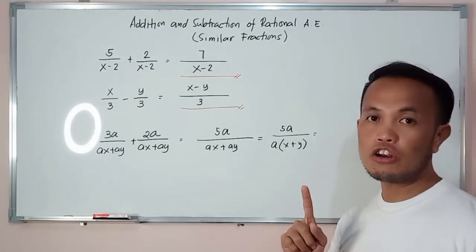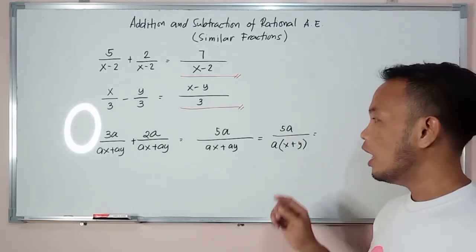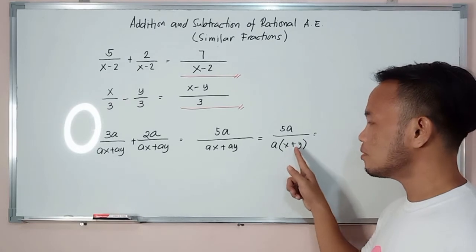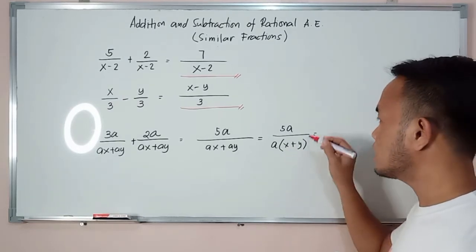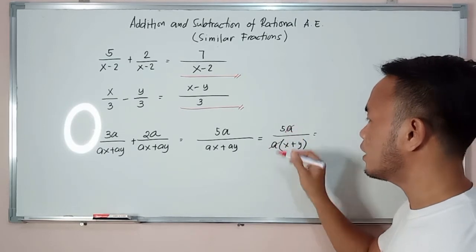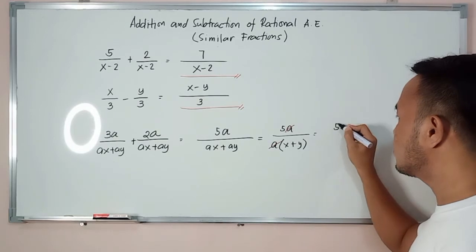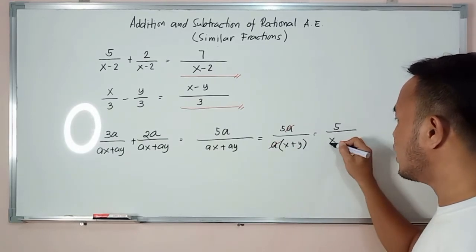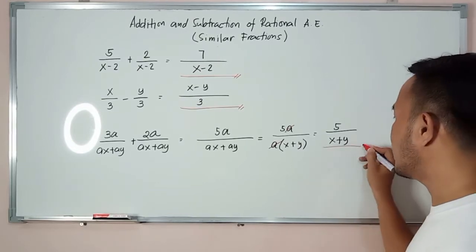Since the operation between 5 and a in the numerator is multiplication, and the operation between a and x plus y is also multiplication, therefore we can cancel out the a. So we cancel out the a here and the a in the denominator. The remaining fraction shall be 5 over x plus y. So this is now our final answer.